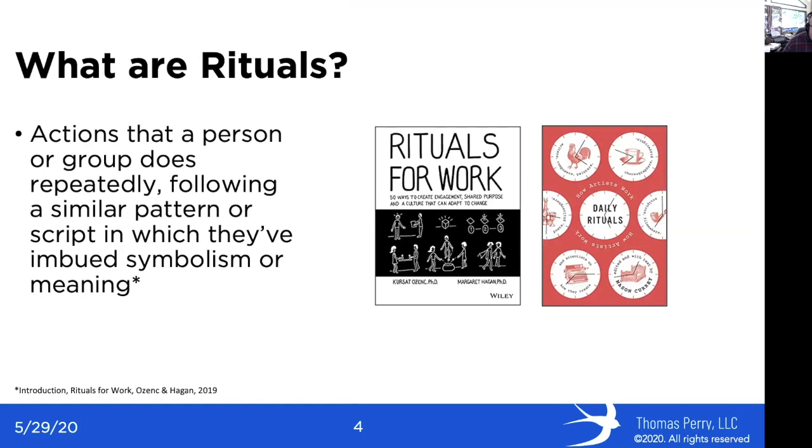Another book along a similar theme is Daily Rituals: How Artists Work. And this is a book by Mason Curry. And this is much more oriented towards individuals. So Rituals for Work is oriented towards group rituals, and the Mason Curry book, Daily Rituals, is a book that's oriented towards personal rituals.